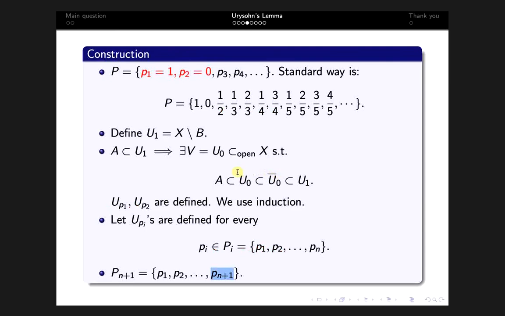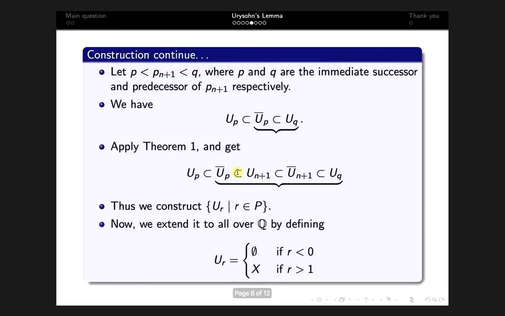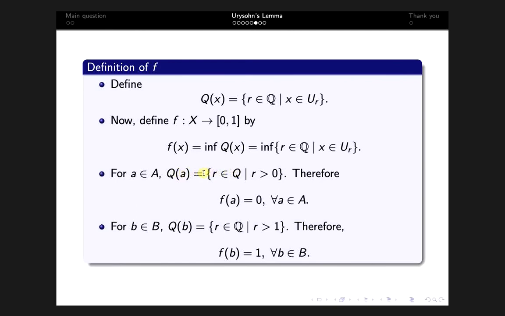So basically Q(a) equals the set of all non-negative rationals, that is R greater than or equal to 0. So for every a in A, f(a) equals the infimum of Q(a), and that is equal to 0. Okay, so f(a) equals 0 for all a belonging to the closed set A. Therefore we have the first condition.